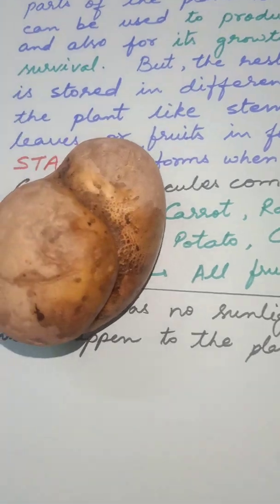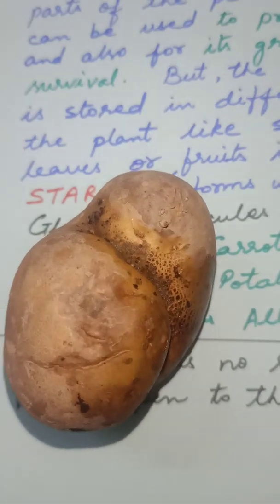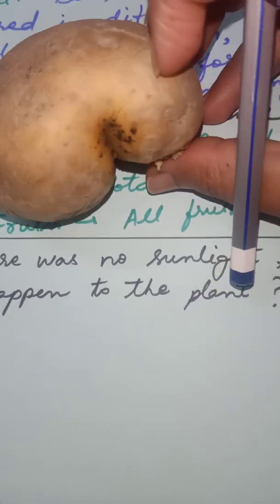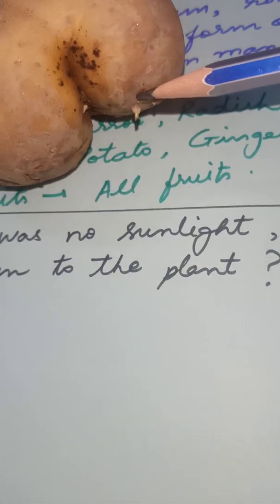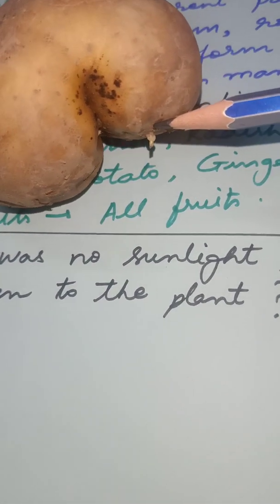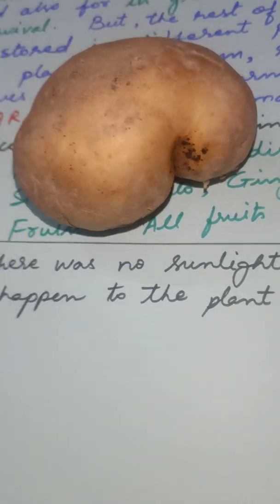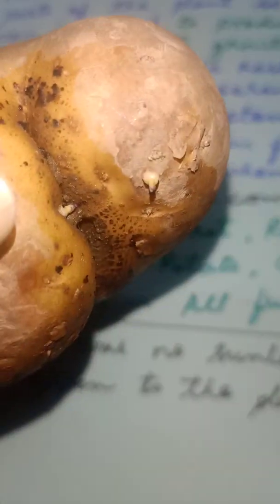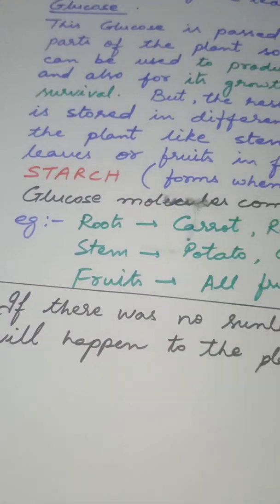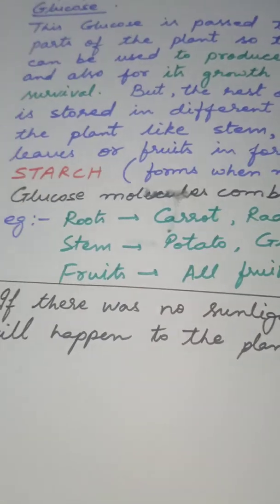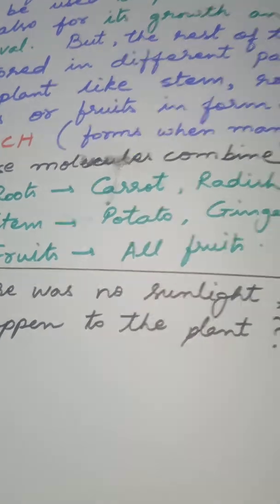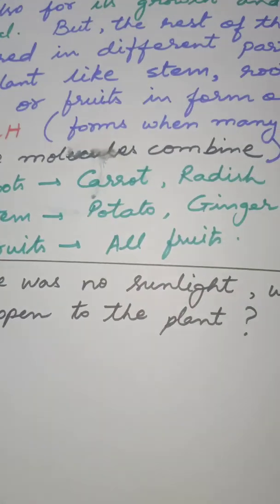If you look into this potato very carefully, it is a stem part. Potato is a modified stem. If you look closely, can you see tiny root-like structures coming out? That means this is a stem part which is going to give rise to the potato plant. Then coming to fruits, whether it is pomegranate, orange, or guava, every fruit contains starch.